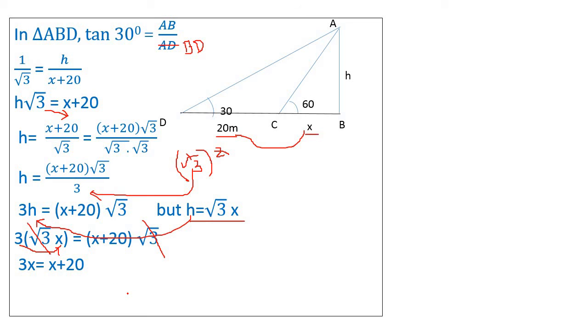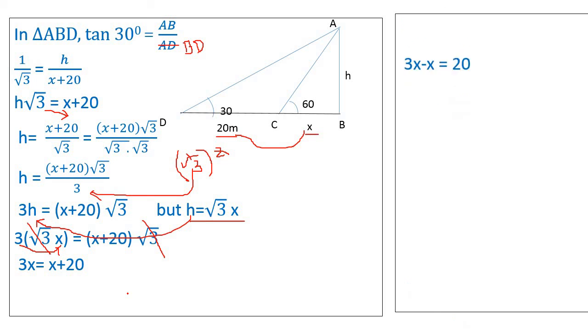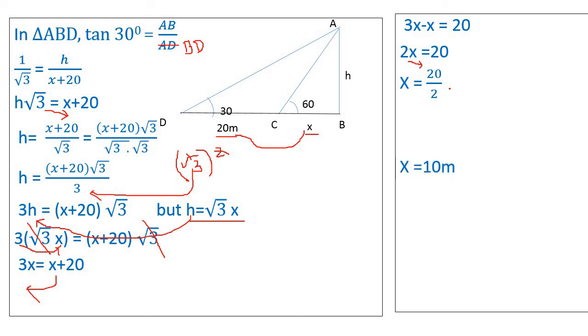If you transpose x to LHS, it becomes 3x minus x is equal to 20. Therefore 2x is equal to 20. X is equal to 20 divided by 2. Transpose 2 to denominator. Now it becomes x is equal to 10 meter. So this x is nothing but the width of the canal, 10 meter.